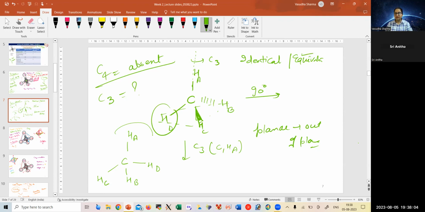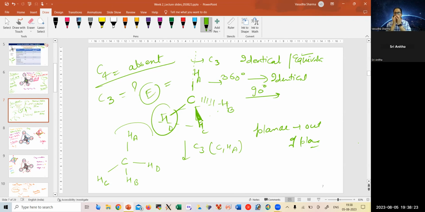But if I apply a 360-degree rotation, what will I get? Identical or equivalent? Identical. Right. So we will get an identical conformation on applying the 360-degree rotation, and that is called the symmetry element E. That is the identity symmetry element.